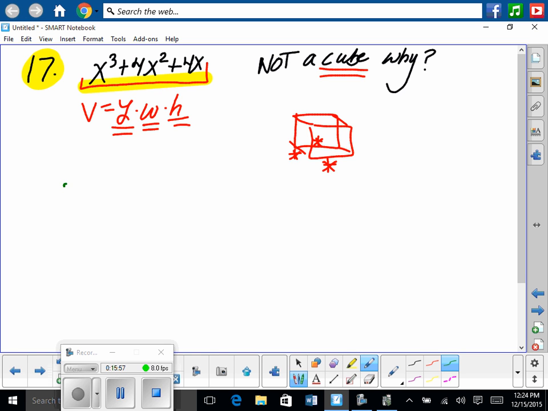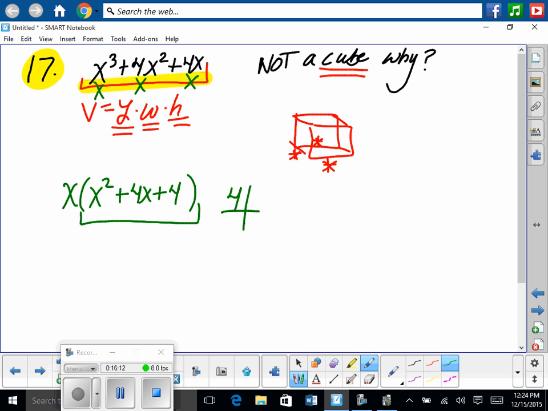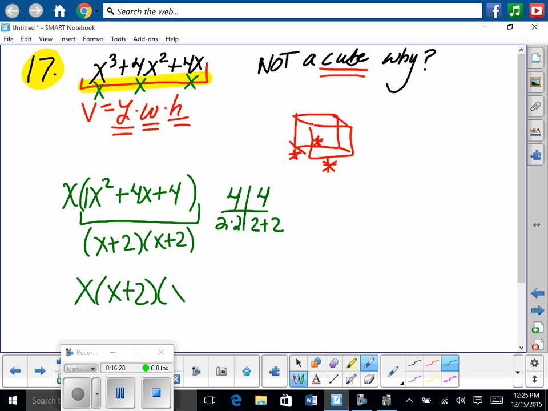So the first thing I see in common is x. So I pull out x, divide each thing by x. Left is x squared plus 4x, and then plus 4. So then I can factor this piece further. It's quadratic, so I'm doing what multiplies to be 4, adds up to be 4. 2 times 2, so 2 plus 2. And a quick factor, since our a value is 1, so it factors to be x plus 2 times x plus 2. So the volume is x times x plus 2 times x plus 2.